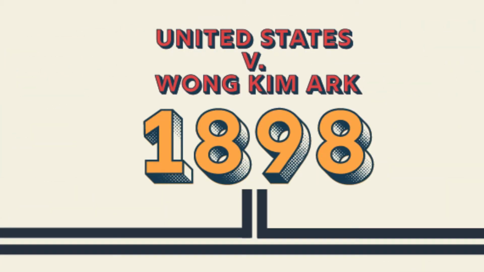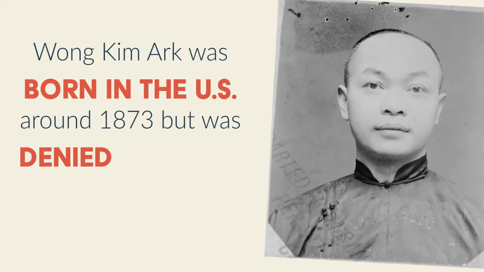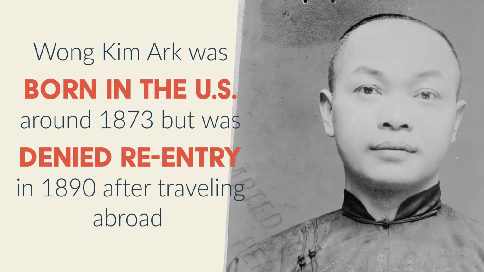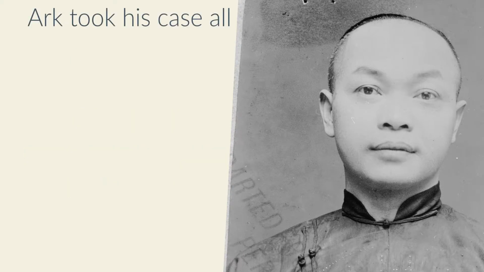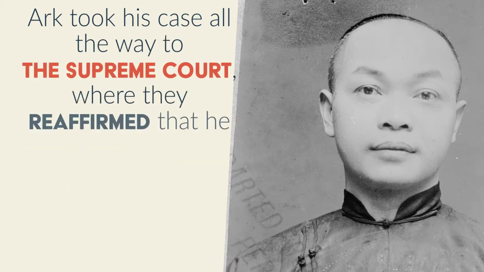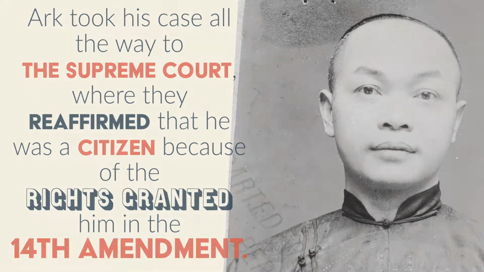1898, U.S. v. Wong Kim Ark. Wong Kim Ark was born in the U.S. around 1873, but was denied re-entry in 1890 after traveling abroad, when the government cited the Chinese Exclusion Act to bar his re-entry. Ark took his case all the way to the Supreme Court, where they reaffirmed that he was a citizen because of the rights granted him under the 14th Amendment.